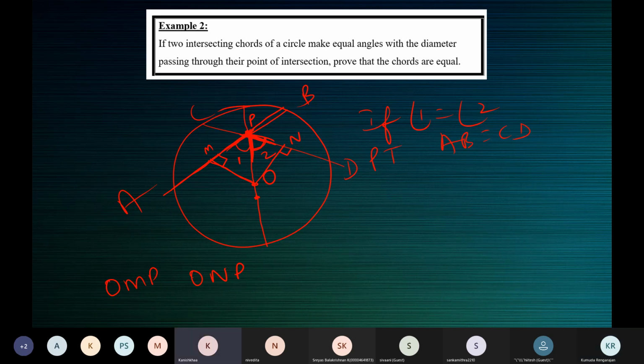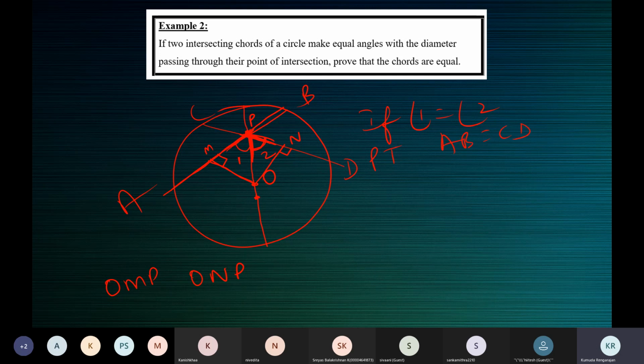Then OP is equal to OP, ma'am. They are common. Very good. Thank you, Kanishka. So OP is equal to OP, common side. So what's the congruence rule? AAS, ma'am. AAS rule. By the AAS rule, the two triangles are congruent. So see now, children, Kanishka, now we'll have to prove that the chords are equal.